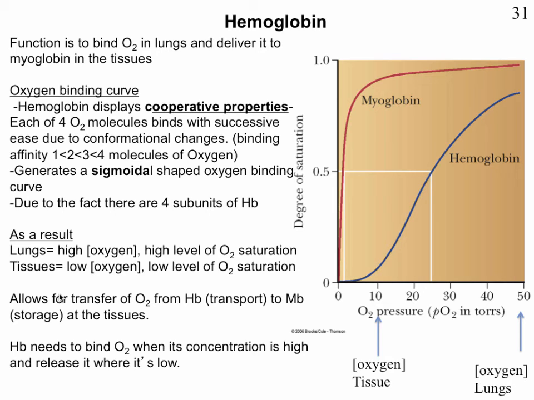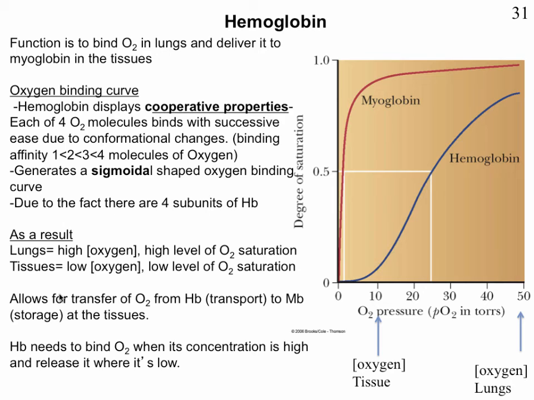So you can see that at low concentration of oxygen, it's really tough for that first one to bind. So this curve is relatively flat, with a very shallow incline. And then as the levels start to increase, and as more oxygen starts to bind, the slope of this curve starts to increase until we achieve 100% saturation at high oxygen levels. And this is due to the fact, again, that there are four subunits of hemoglobin.